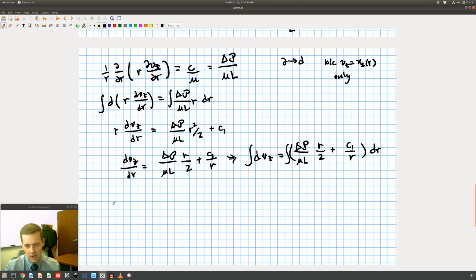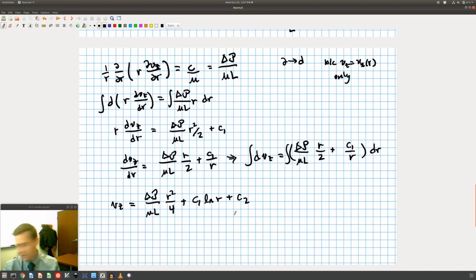All right, so this side will now give me Vz, and this side I'm going to get r squared over 4, ΔP over μL, r squared over 4, plus, all right, this C1 over r, what's the integral of 1 over r? That's a log. C1 natural log r plus C2.